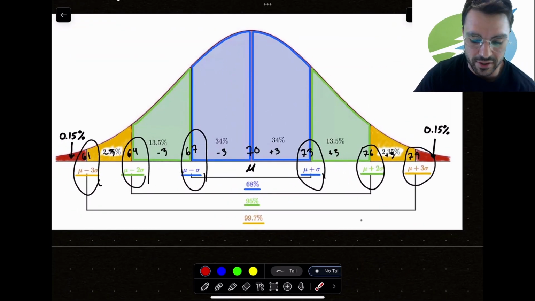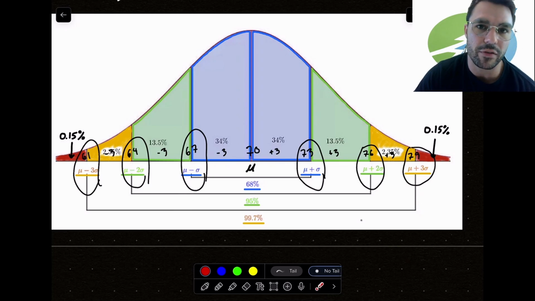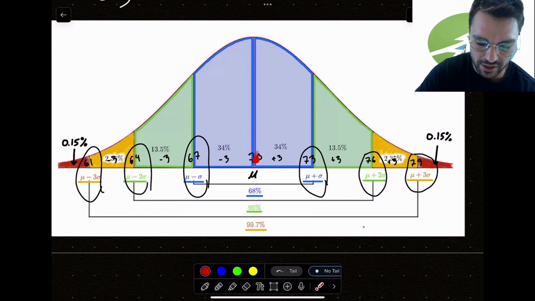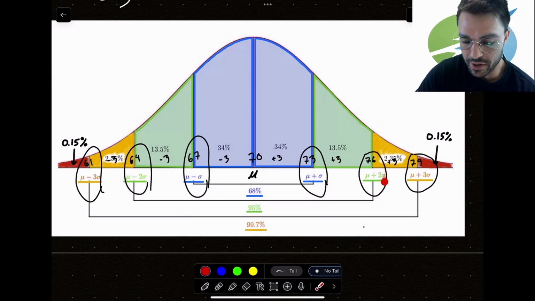And here I drew out what that would look like. It might be a little bit messy. I just copied the previous normal distribution and just input our values for it. So the mean is 70, okay, plus 3. 73 is our mean plus 1 standard deviation, plus 3. 76 is our mean plus 2 standard deviations, plus 3. 79 is our mean plus 3 standard deviations.